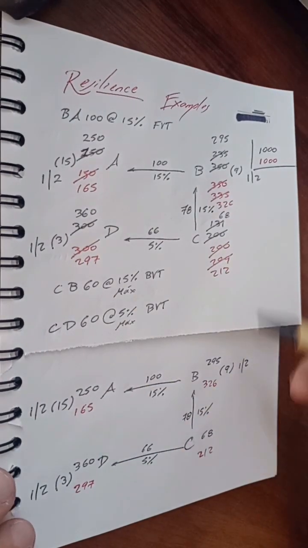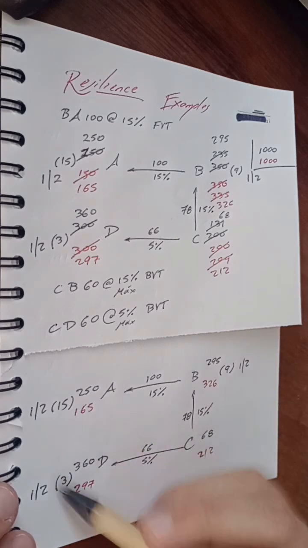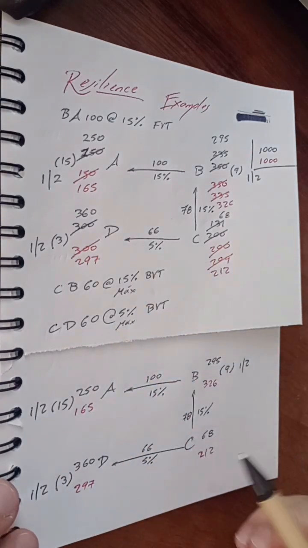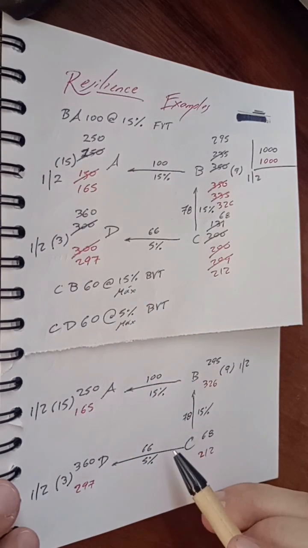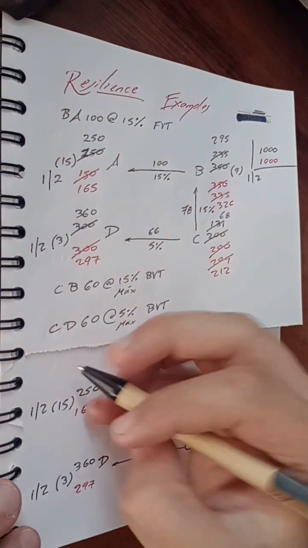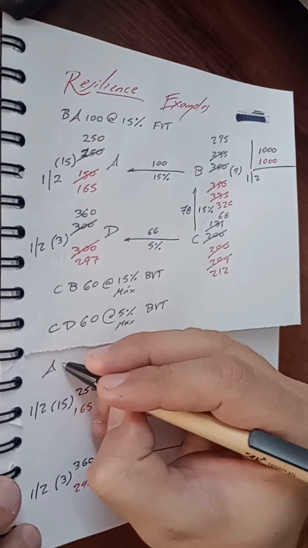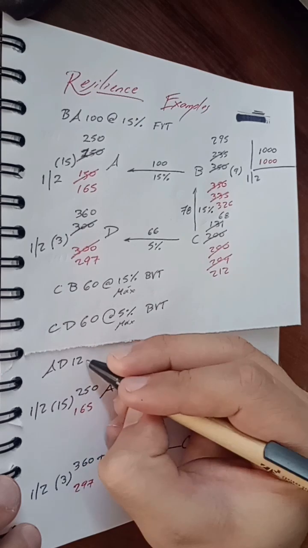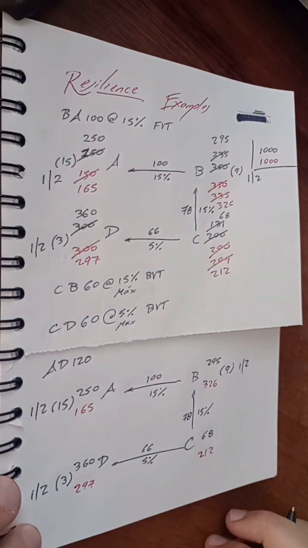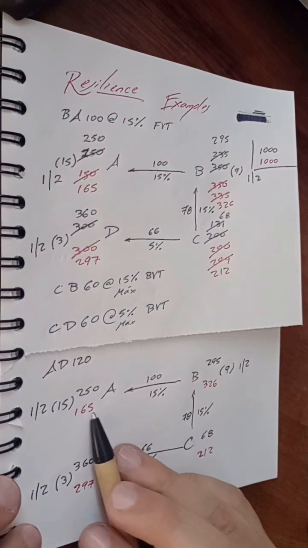So here we have all that mess from before, just the same state, just cleaned up a bit. So now let's say we're going to make a transaction from A to D of 120. First, let's see.